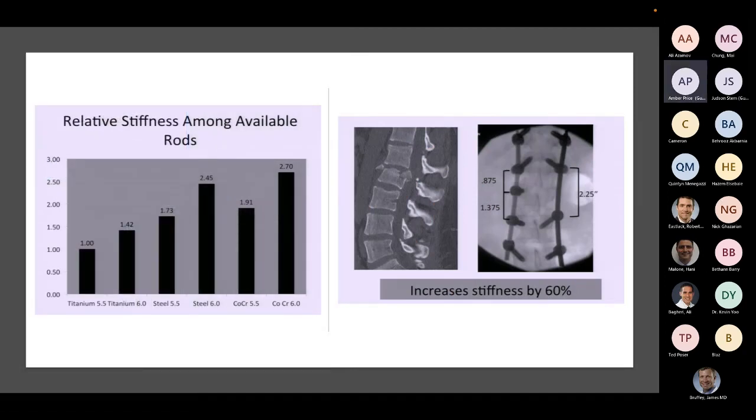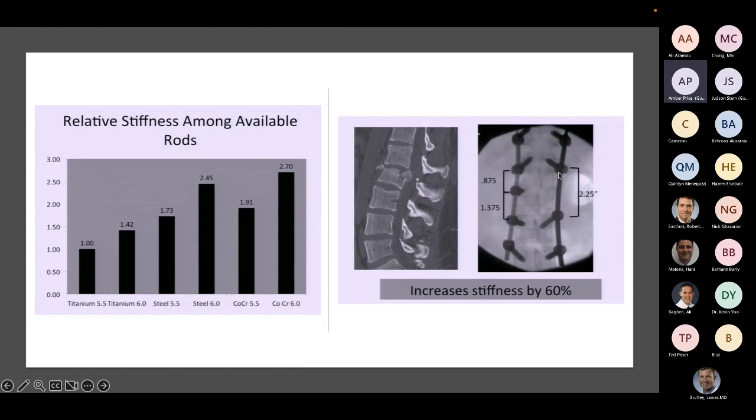So here is the relative stiffness among the available rods and with respect to the rod sizes. Cobalt chromium 6L rods are the stiffest rod that you can choose. You can see titanium here being less stiff on the spectrum, and even a titanium 6L rod is still less stiff than a cobalt chromium 5.5 rod. So that's just something to keep in mind.